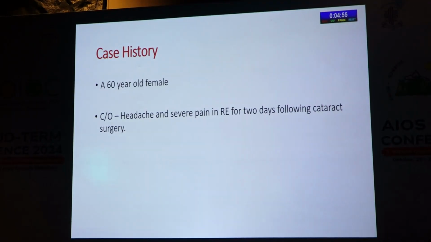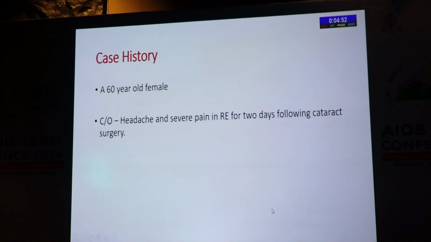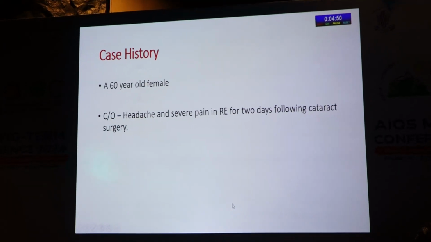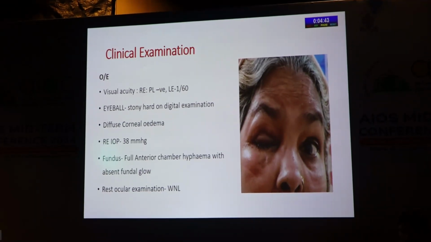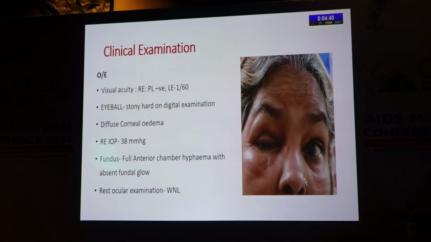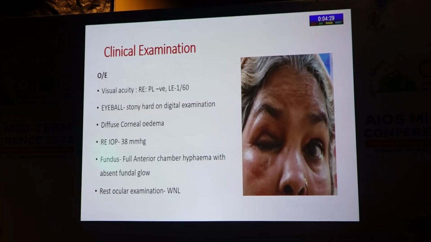Case history: a 60-year-old female presented with headache and severe pain in right eye for 2 days following cataract surgery. On clinical examination, visual acuity in right eye was PL negative, left eye visual acuity was 6/60, eye was stony hard. On digital examination, diffuse corneal edema. On slit lamp examination, right eye IOP was 38 mmHg, full anterior chamber hyphema with absent fundal glow. Rest ocular examination was normal.